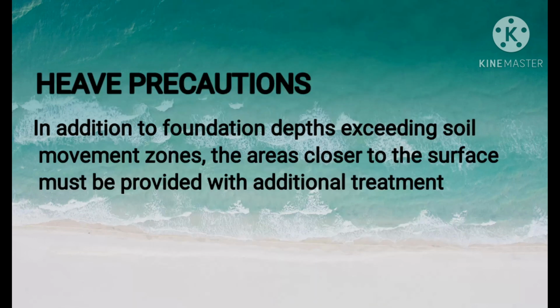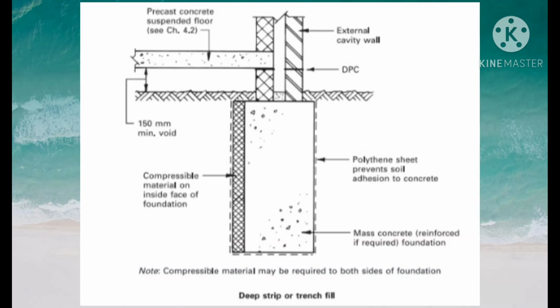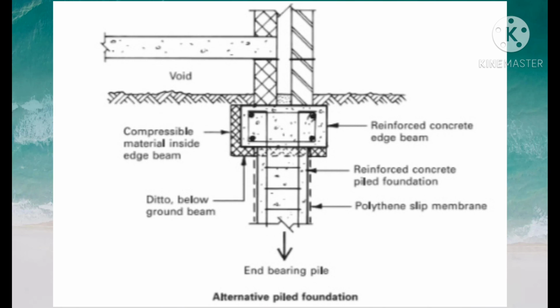Heave precautions. In addition to foundation depths exceeding soil movement zones, the areas closer to the surface must be provided with additional treatment. The figure here shows the precautionary treatment to foundations in shrinkable clay. Here, prior to concreting, the trench is prepared with a lining of low-density expanded polystyrene or other acceptable compressible material, along with an outer polythene sheet sleeving. The polystyrene is designed to absorb seasonal clay movement, and the polythene acts as a slip membrane, preventing soil adhesion to the foundation.